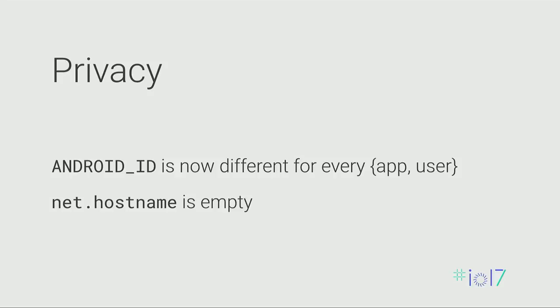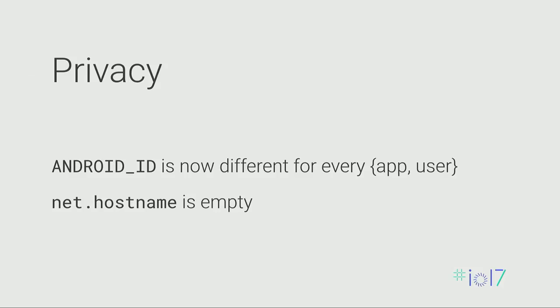There's a lot going on in Android security in this release, and we only have a little bit of time to talk about it. I wanted to highlight some of the privacy improvements that are new in Android O. If you've been using Android ID, you need to know now that it is going to be different for every app, for every user on the device. So it can't be used to track users between apps on the same device anymore.